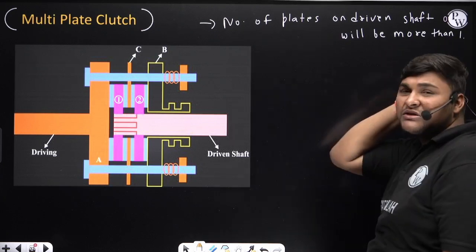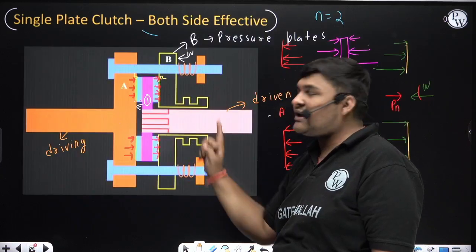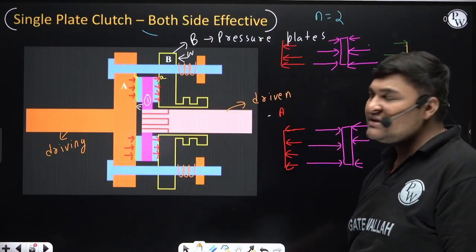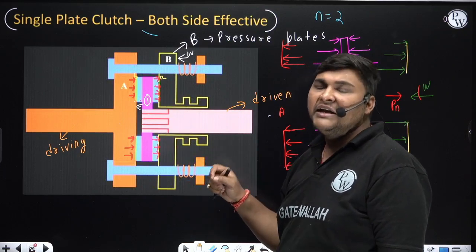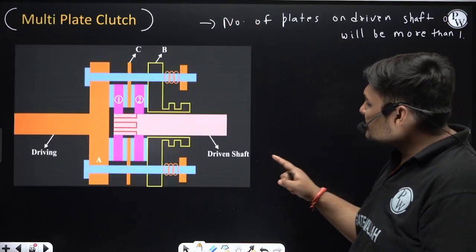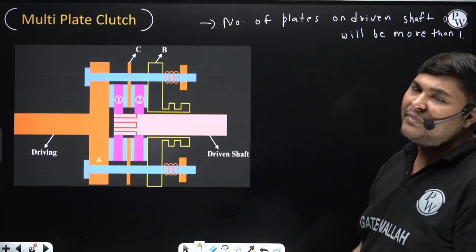Now, working of this multi plate clutch will be like single plate clutch when both sides are effective. The only difference is that in single plate clutch, one plate is mounted on the driven shaft. In multi plate clutch, more than one plate is mounted on the driven shaft. Otherwise, working is the same as single plate clutch, both side effective.